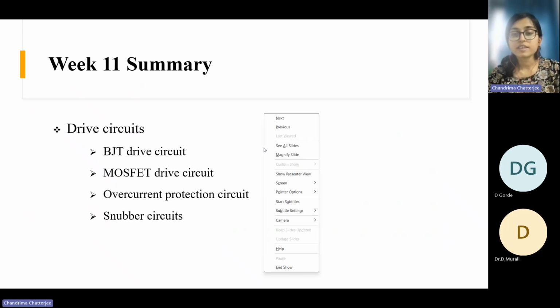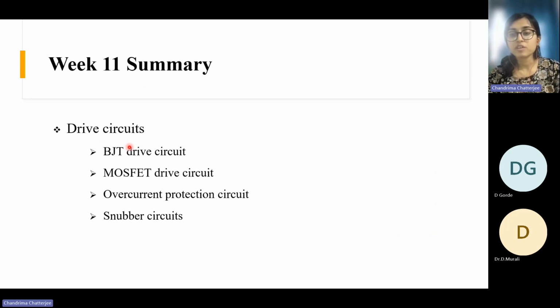Now we also learned that BJT, bipolar junction transistor, is a current control device, whereas MOSFET and IGBT are voltage control devices. So today we shall learn how to design the drive circuits for BJT and MOSFET. And if you know the drive circuit of MOSFET, you can design for IGBT as well. We shall also see some overcurrent protection circuit for MOSFET and snubber circuit. We shall discuss all these topics today and solve the numericals.